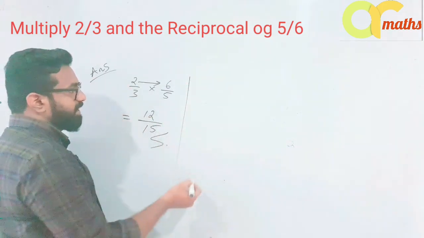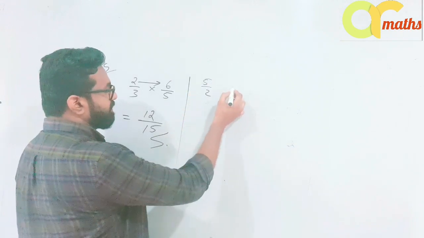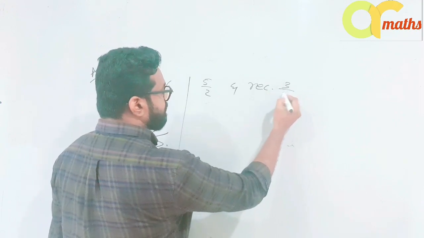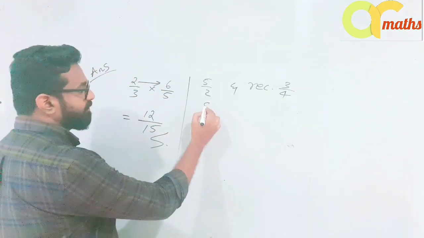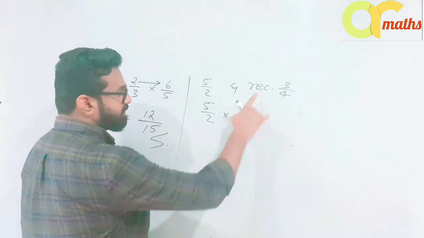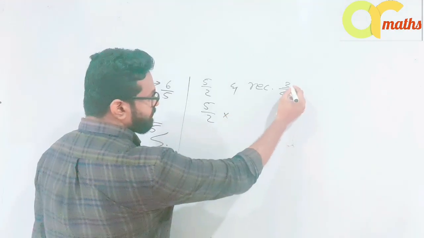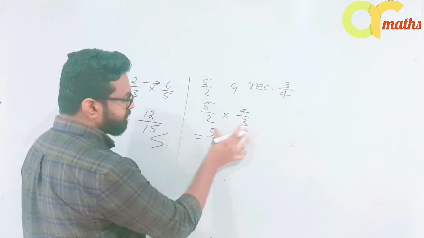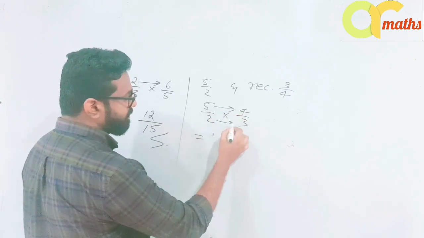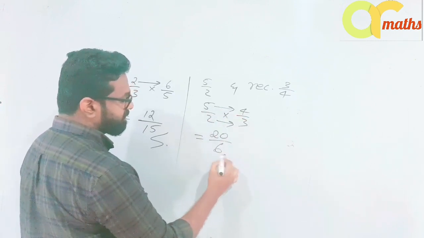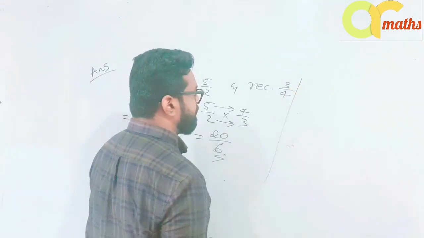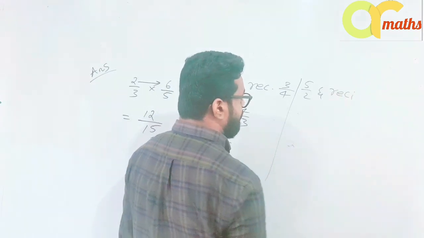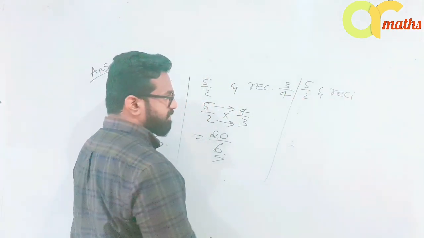For example, multiply 5 by 2 and the reciprocal of 3 by 4. How to multiply? So 5 by 2 into the reciprocal of 3 by 4, which is the ulta of 3 by 4, that is 4 by 3. So what is the answer? 5 by 2 into 4 by 3, 5 into 4, 20 divided by 6. Very simple.